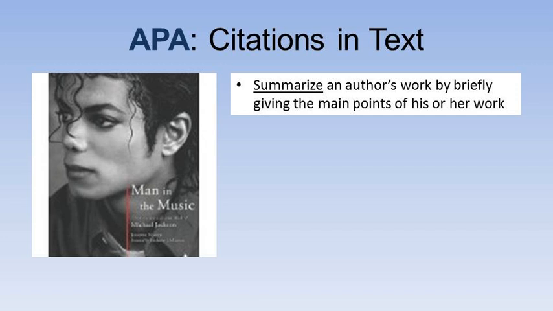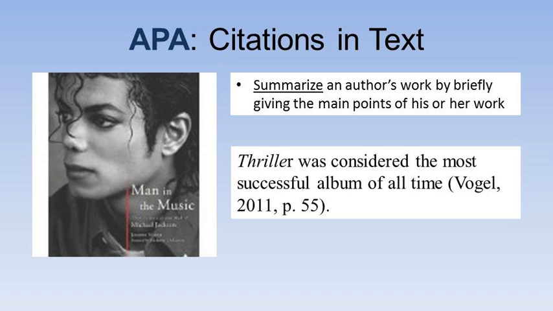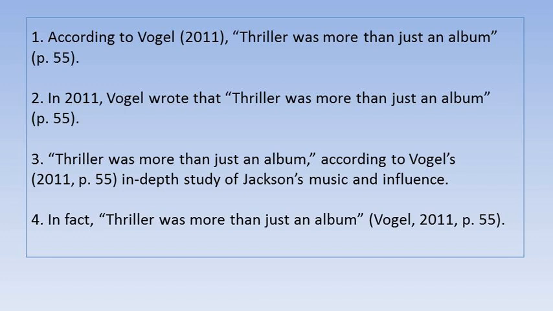The third type of citation is the summary. Summarizing involves putting the main idea into your own words, including only the main point. It is short and to the point. We can summarize the original quote by saying, "Thriller was considered the most successful album of all time." The citation format is the same as quotes and paraphrases. With APA, you do have flexibility on how your sentence and citation are constructed.